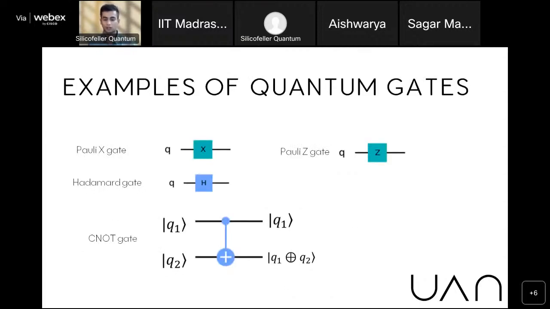As I said earlier, the X gate, Y gate, Z gate, and the H gate are very important because the H gate helps us put the state into a superposition state. And the CNOT gate is very similar to what we have been doing in classical computing. It's just that we need a different mentality, a different ideology when we start working in quantum computing.